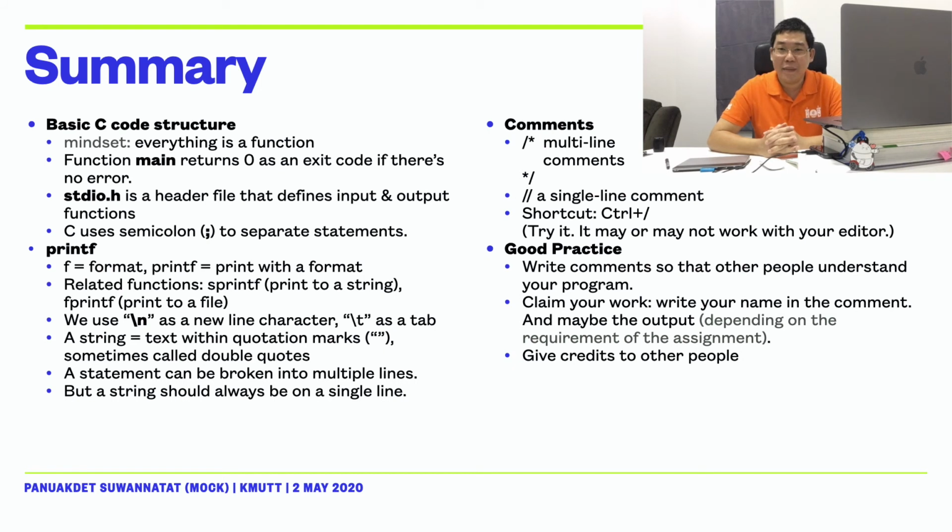Every statement in the C program ends with a semicolon. The semicolon, not the new line, is the main separator between different statements. And to print something out to the screen, we use the printf command. F in printf means format. That means we can use formatting to adjust our output to our needs. To put a new line in the printf command, we have to use \n and put \n inside the quotation mark. And a single string usually cannot be broken into different lines.